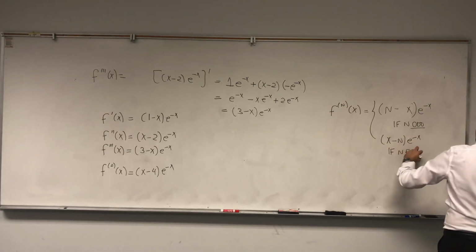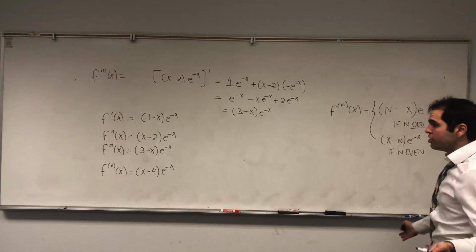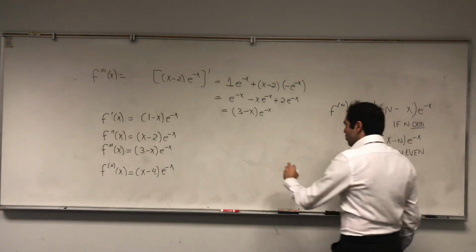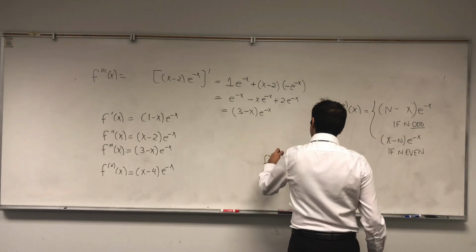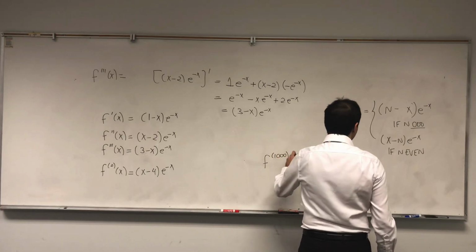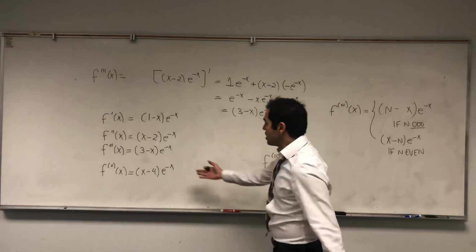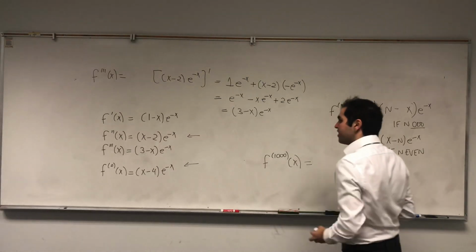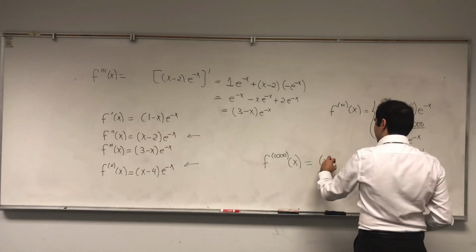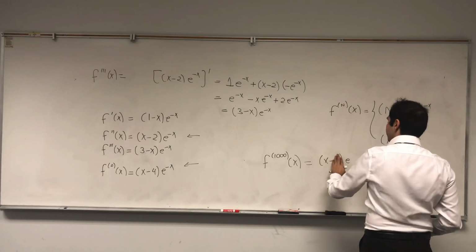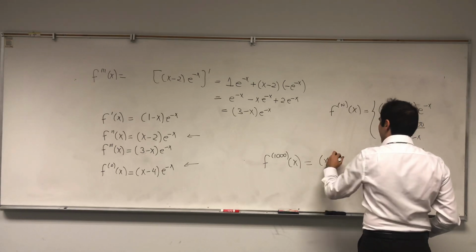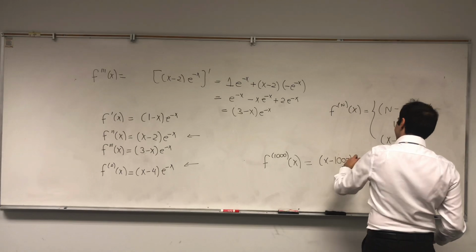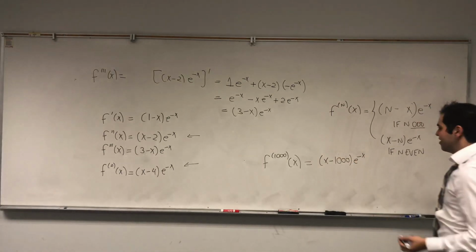N is even. So the question is, what is f to the 1,000? So the 1,000th derivative. Well, in that case, we're in the even case here. So we get x minus n e to the minus x. So in this case, x minus 1,000 e to the minus x.